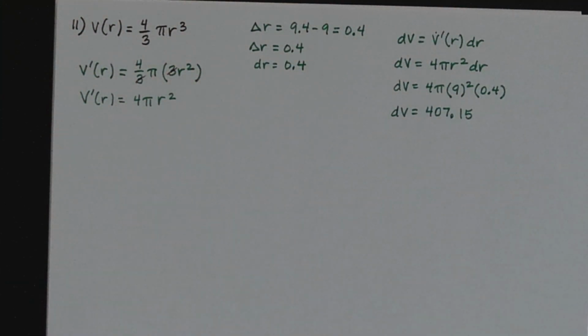Okay. And on the exam, I'll tell you how many places to round your final answer to. So the 2 decimal places will be 407.15 for dV. In other words, what they were asking for was the approximate volume of the shell.